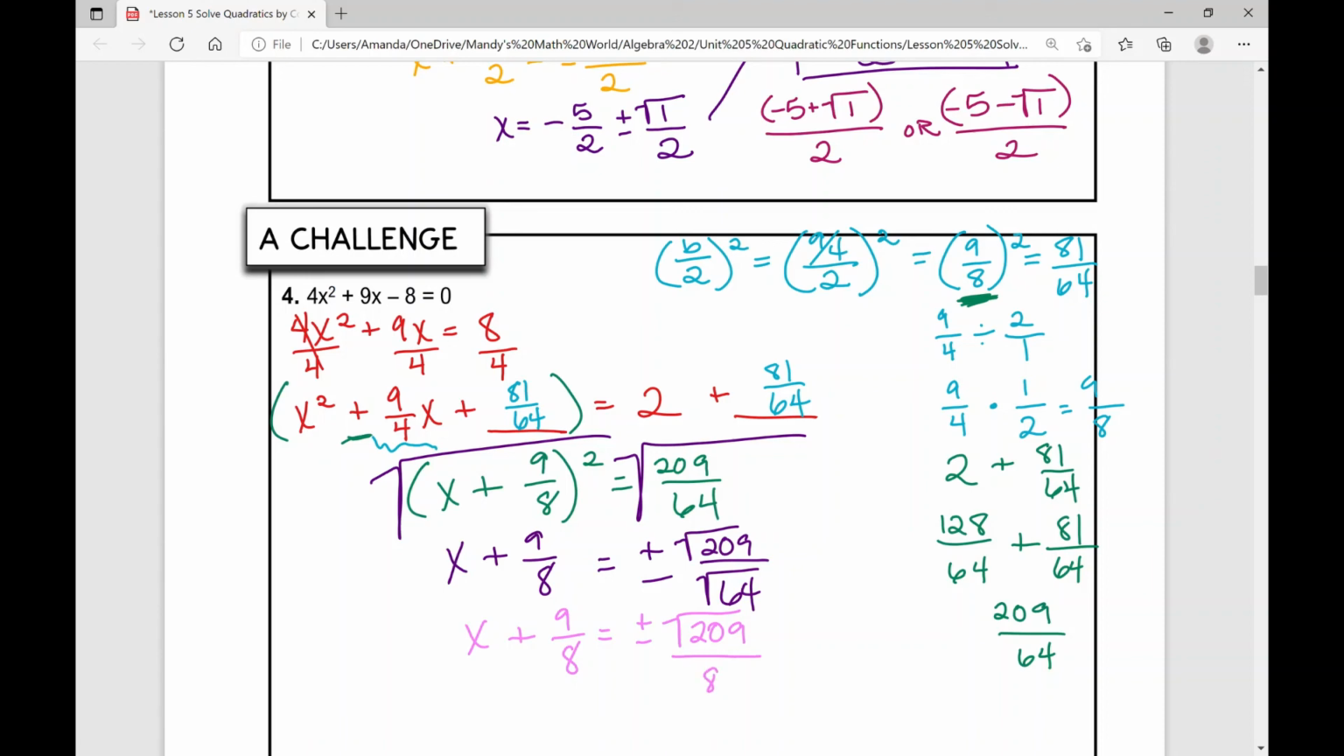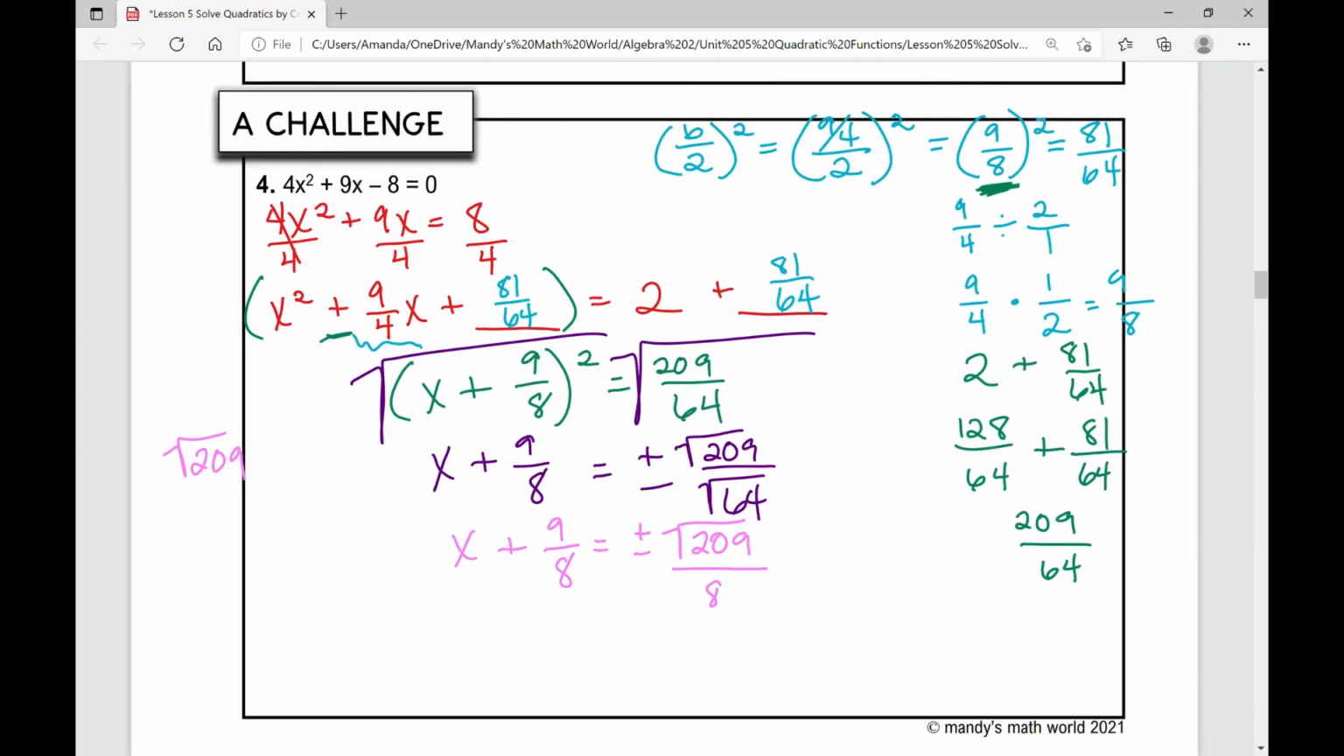What you might want to do off to the side is look at the square root of 209 and think about whether you can simplify it. It's a really big number. You'd like to think that you can, but is there a perfect square that is a factor of 209? There isn't. So you actually can't simplify it. So let's move on to our next step. The goal is to get x all by itself. How do we do that? We subtract 9 over 8 from both sides. So negative 9 over 8 plus or minus the square root of 209 over 8.